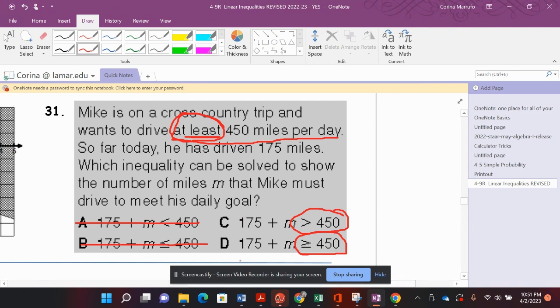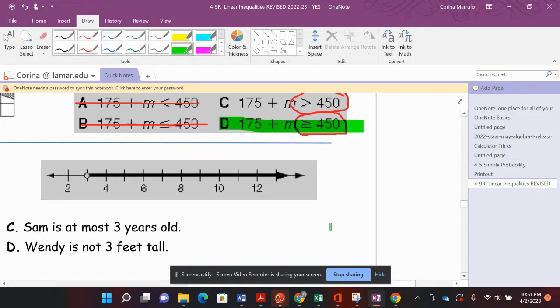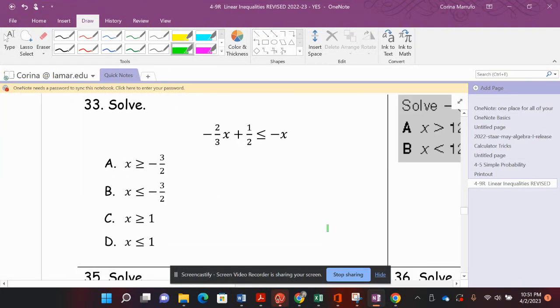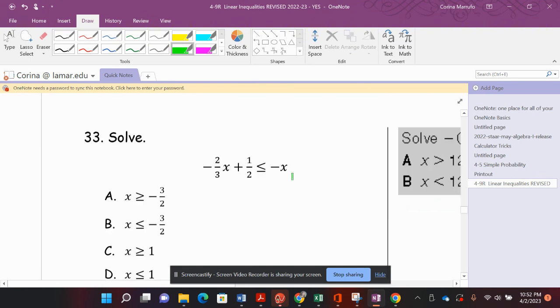Okay, so now we're left with C or D. Because they say at least, that means that I'll take exactly 450. So then that means my answer should be D. So anytime it says at least or at most, that's always with the equal to sign. Number 32, I'm going to leave for you guys. Let's go ahead and pause here.